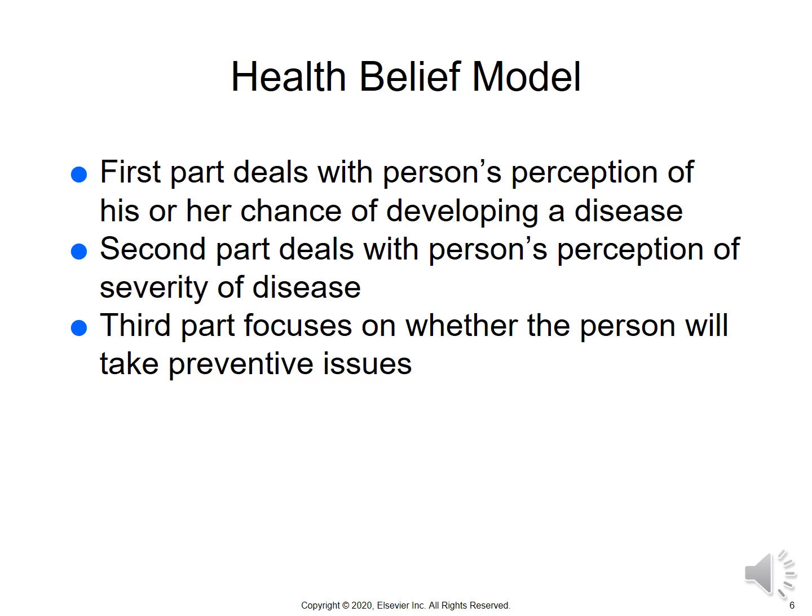So the health belief model helps explain what factors influence a person's health beliefs and practices. The first part of this model deals with a person's perception of his or her chance of developing a disease. Some examples include the following. Say you have a young lady in her 20s and just lost her mother, sister, grandmother, all to breast cancer. She feels her chance of developing breast cancer is significant.